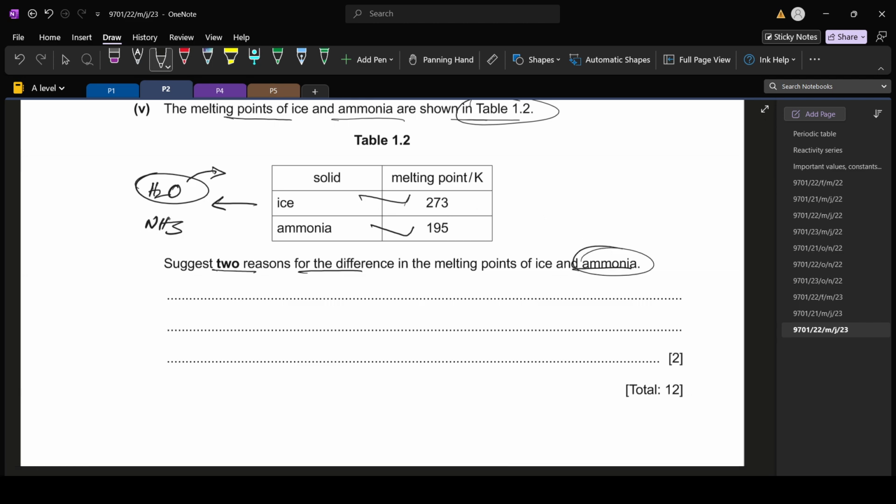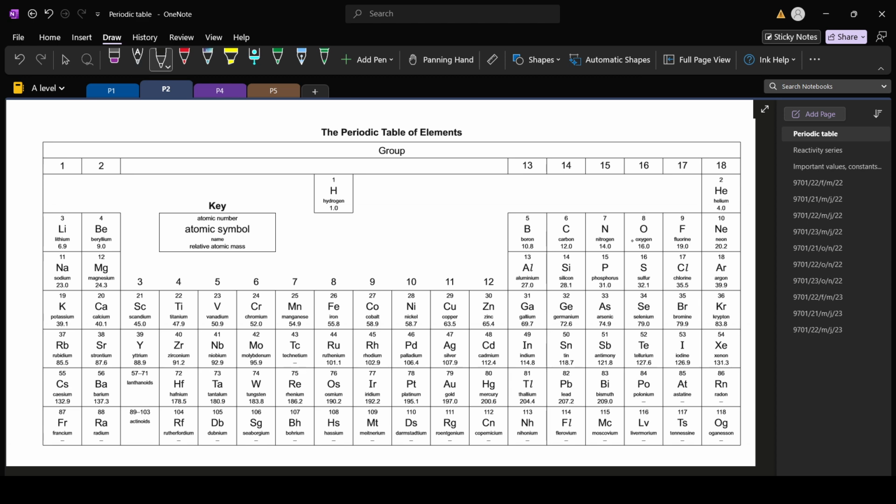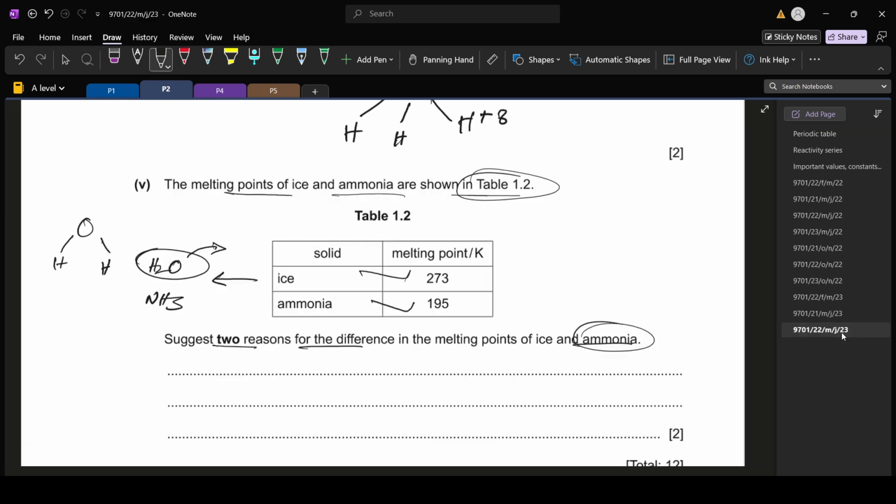So now both of them contain hydrogen bonding, but the hydrogen bonding in water or ice is stronger because, if you see in the periodic table, this oxygen has more nuclear charge than this nitrogen. That's why it is more electronegative. Oxygen is more electronegative, so it will attract electrons more, or there will be more attraction to the outer shell electrons. And also this oxygen has more electrons.